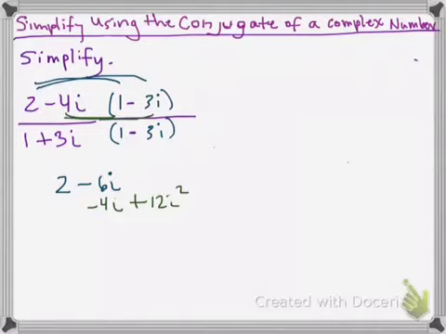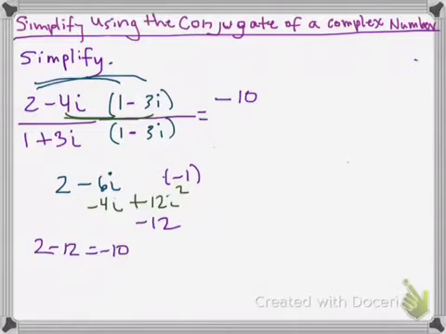Well, right off, I'm happy about the 12i squared because I know that an i squared is equivalent to a negative 1. So I'm really saying 12 times a negative 1. And all that does is change my 12 to be a negative 12. And now I have a negative 12 and a 2 that are like terms. They're both numbers, so I can combine those. 2 minus 12 equals negative 10. So I've got a negative 10.